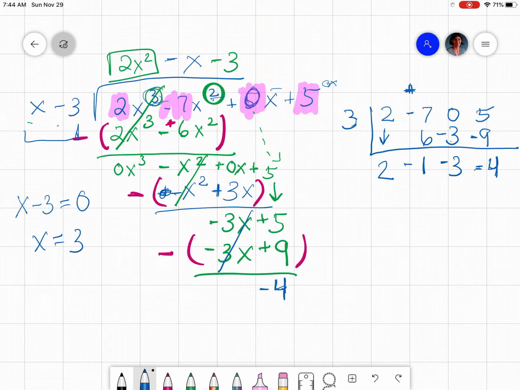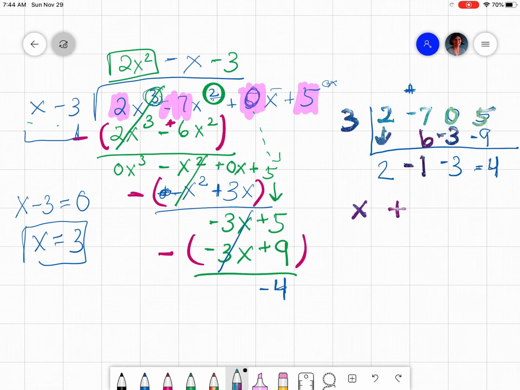Now, let's just review one more time what I did. I wrote down the value that x equals if I was factoring. I put that out here. Then I take all the coefficients and I write them along the top. Now I drop down the first number and I start the process of multiplying and adding. So it's multiplying followed by adding. So 3 times 2 is 6. And I add negative 7 plus 6 is minus 1. I'm back to multiplying. 3 times negative 1 is negative 3. I add. I get negative 3. I multiply. And I add.